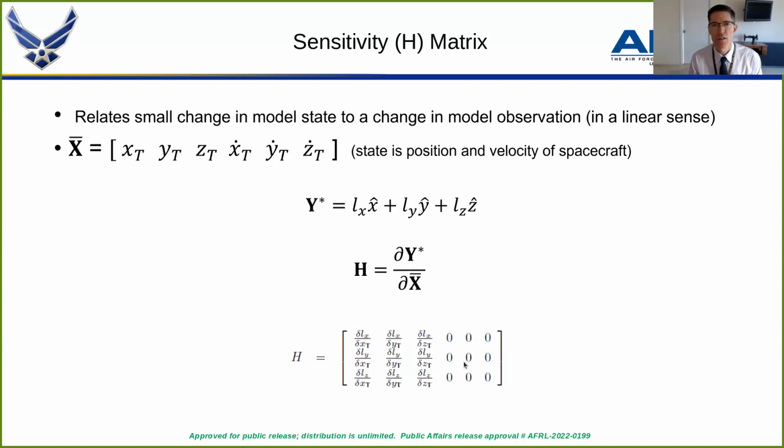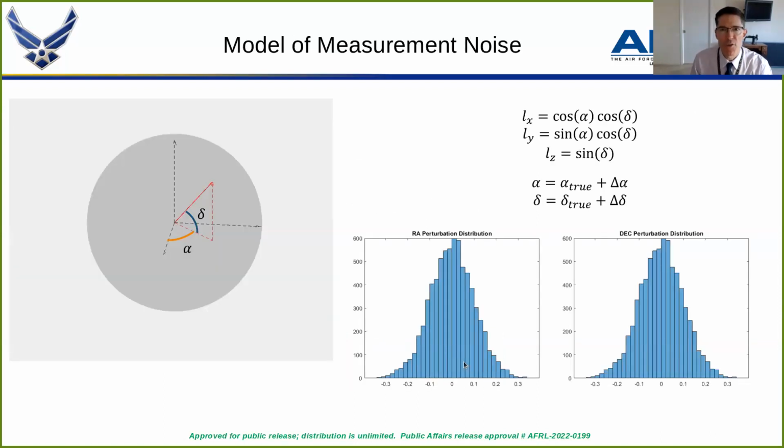Okay, next slide. So the model of measurement also included noise. Dale Williams is the one who came up with the code that coded up the perturbations in the right ascension, from the point of view of the camera and the platform frame of the observer, and the declination perturbation. So here we have a Gaussian perturbation.